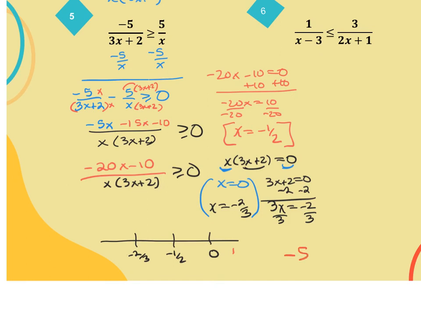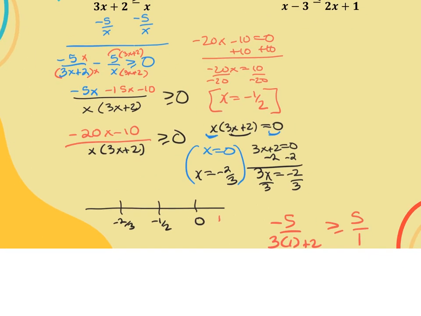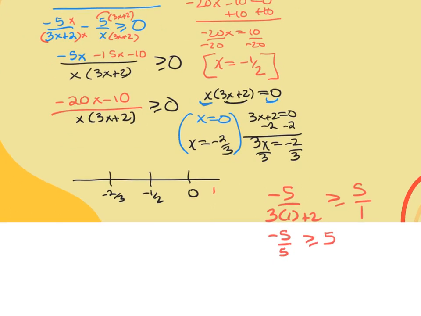So negative 5 over 3 times 1 plus 2 greater than or equal to 5 over 1. Negative 5, 3 times 1 is 3, plus 2 is 5. I can simplify 5 divided by 1 is just 5. And then this gives me negative 1 greater than or equal to 5. Well, negative 1 is not greater than or equal to 5. This is false. So the area where the positive 1 was located gets the x, and then check, x, check.